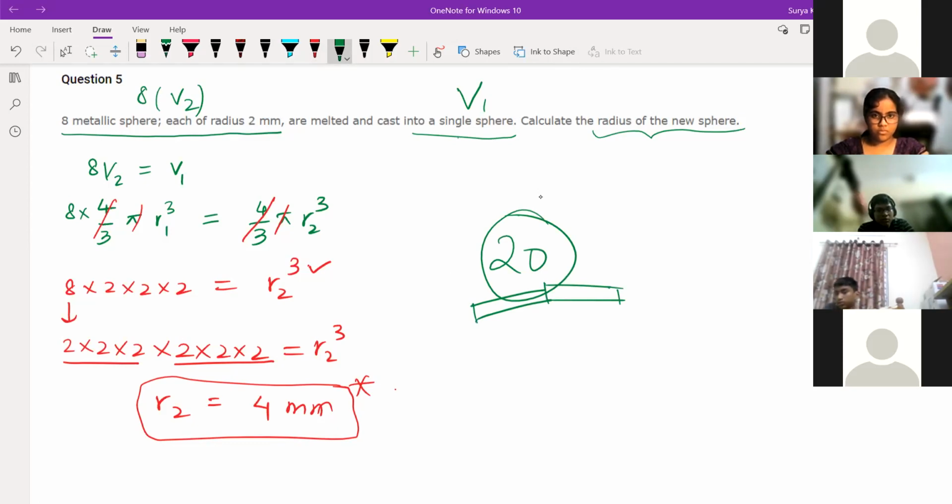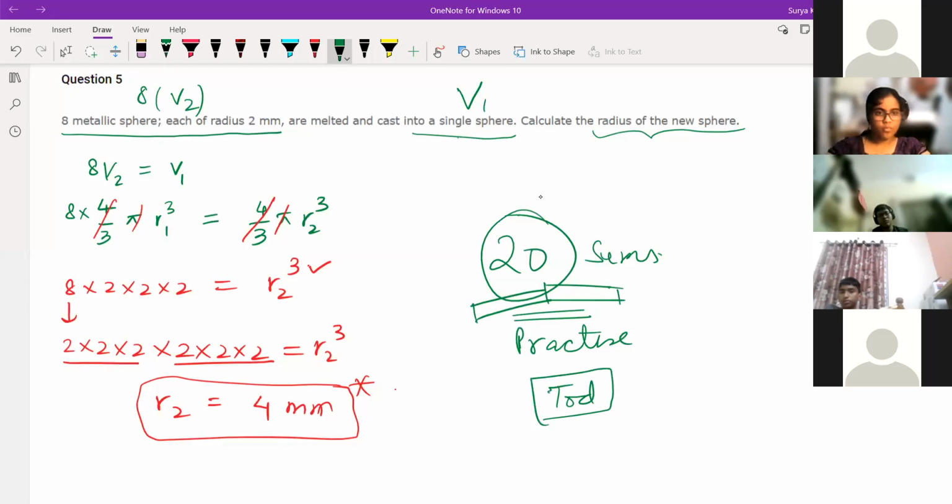Based on surface areas and volumes, you can do 20 sums for practice. Practice 20 sums. It's clear, Pulastya? You have two days: today, tomorrow, and day after tomorrow till 8 o'clock. Is it clear? Okay.